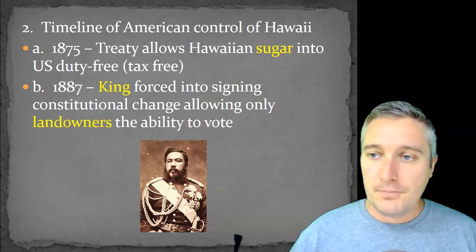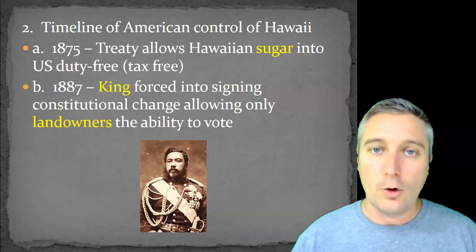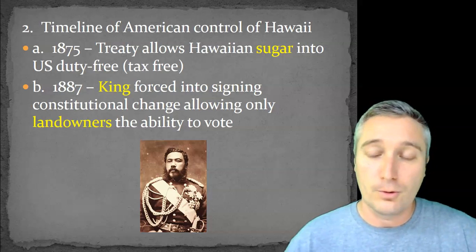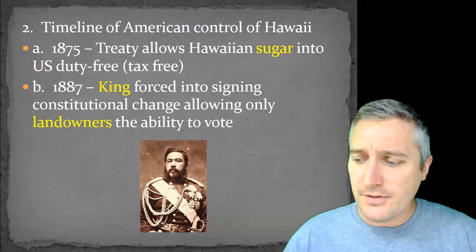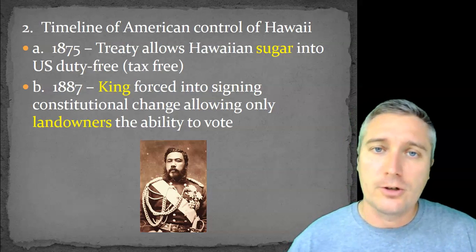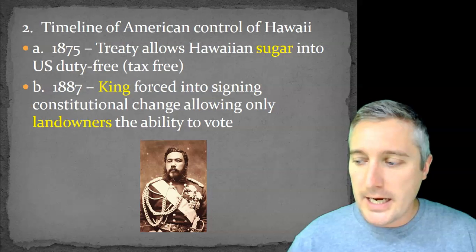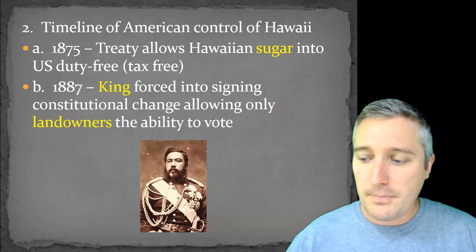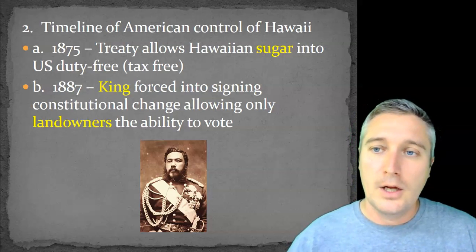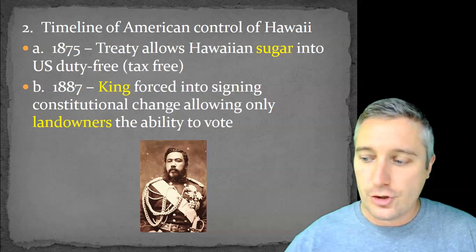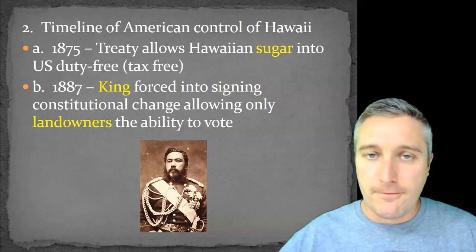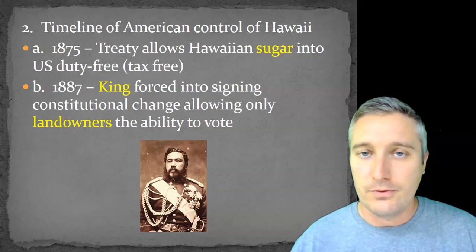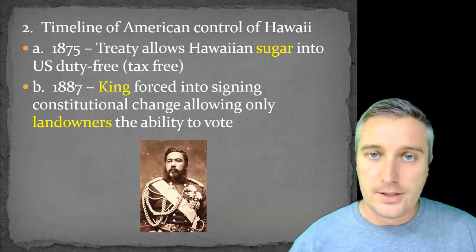You had the American government working with the Hawaiian government, which again, was its own country at the time. It was a monarchy. It had its own king. In 1875, there was a treaty that allowed Hawaiian sugar into the United States tax-free, and that was a good thing. It really increased trade between the two nations. By 1887, you can see the powerful Americans on the Hawaiian Islands start to strong-arm the king. They force him to change the Constitution to allow only landowners the ability to vote. Now, as I just mentioned in the last slide, who owns all the land?